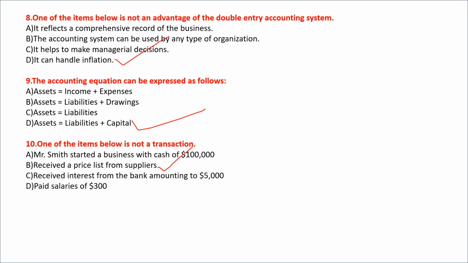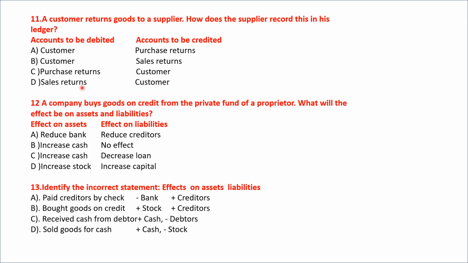Okay, let's move ahead. A customer returns goods to a supplier, so how does the supplier record these in his ledger? Let's see, accounts to be debited and accounts to be credited. The options are: customer, purchase returns; customer, sales returns; purchase returns, customer; sales returns, customer. So the right answer will be option D, sales returns will be debited and customer will be credited.